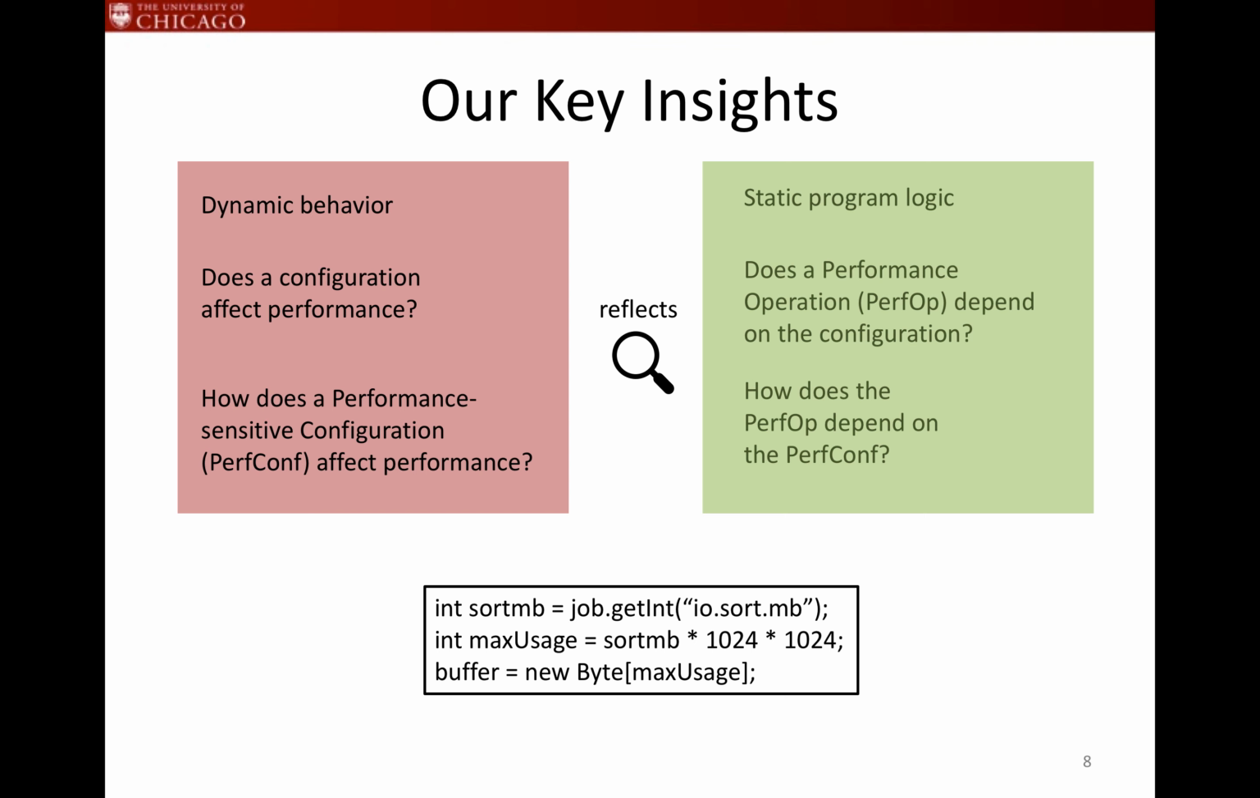IO.MB is a configuration in MapReduce. Does it affect performance? Without doing any profiling, we can just look at the source code. As you can see, its value is stored in the sort.mb variable, which is then used to compute the integer called max usage, which is then used as a parameter of a memory allocation operation. So we can conclude that IO.MB can affect memory consumption at runtime, and its impact is a positive linear relationship, not a single experiment needed.